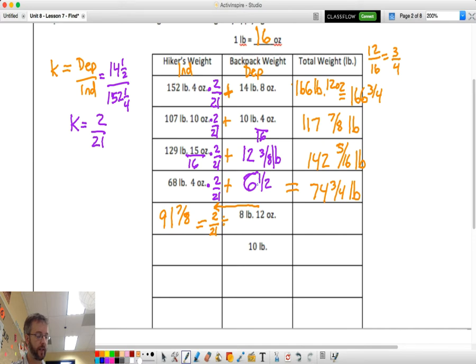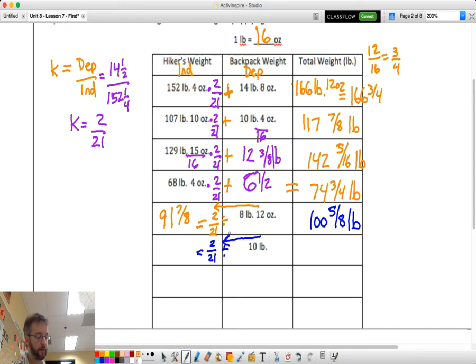91 and 7/8 pounds plus 8 and 12/16 pounds will tell me that their combined weight would be 100 and 5/8 pounds. What if the backpack is 10 pounds? Well, if it's 10 pounds here, I again could work backwards and divide by 2/21, which I know is the same as multiplying by the reciprocal. So let's plug that in.